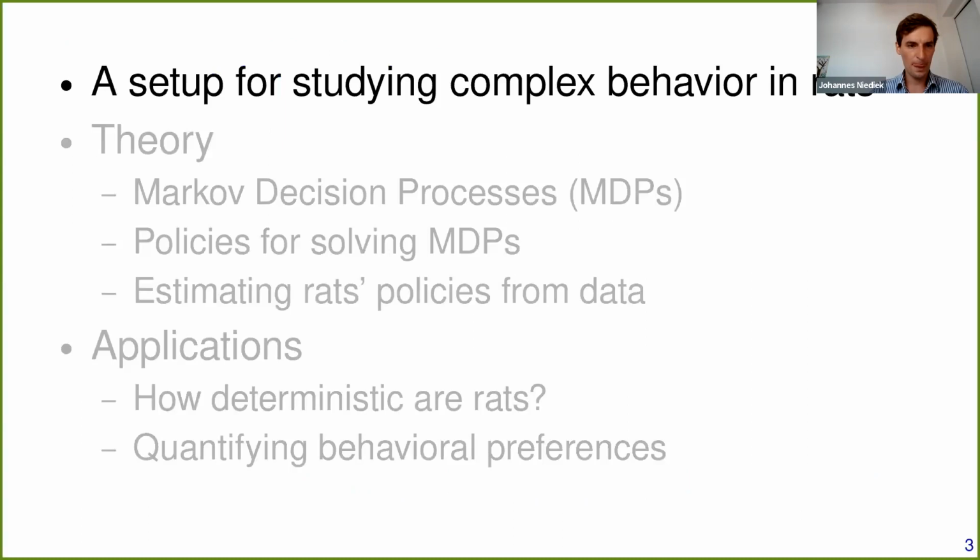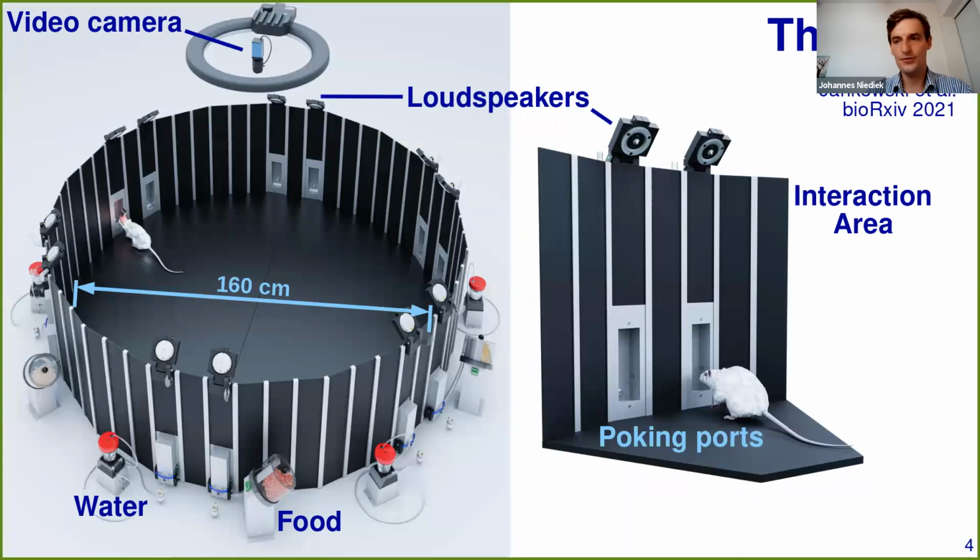And in order to do so, let me first introduce our setup that we use in the lab. So welcome to the RIFF. This is a large arena for rats, where rats can run around and explore freely. It has 6 interaction areas shown on the right. Each interaction area consists of 2 poking ports, where rats receive food or water, and 2 loudspeakers that are used to convey information via sound to the rats. And the position of the rats is tracked via a ceiling-mounted camera.